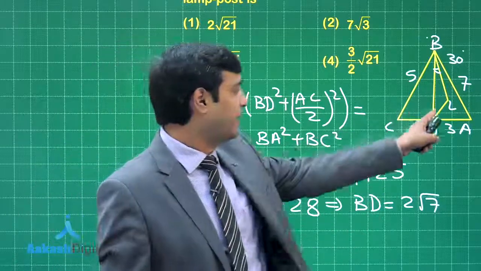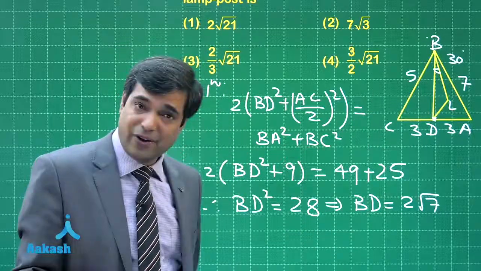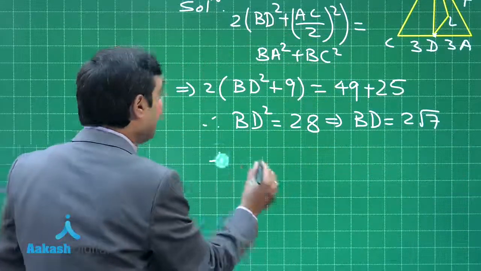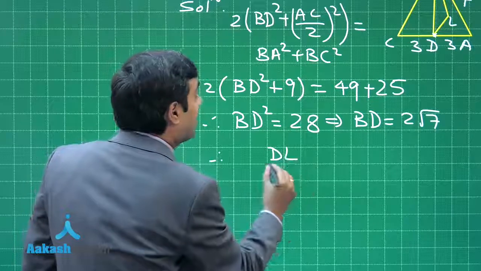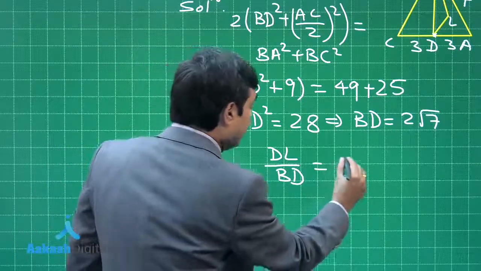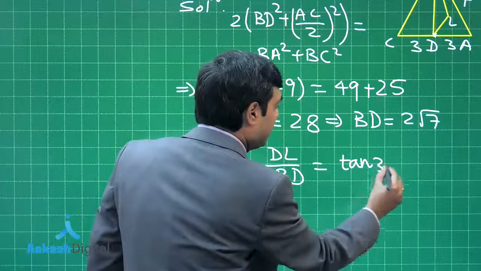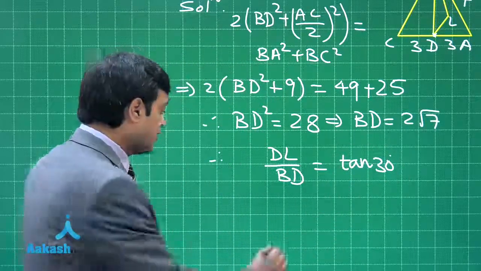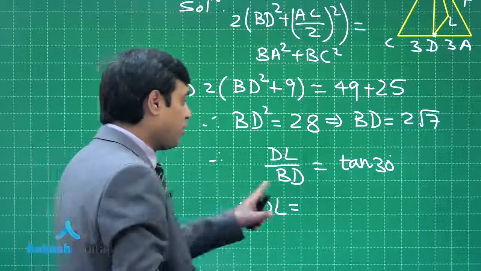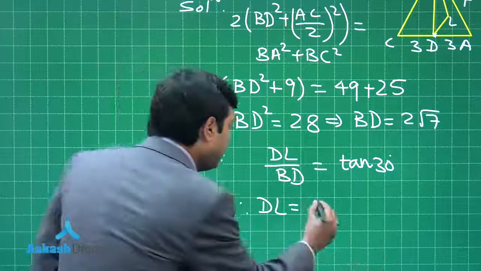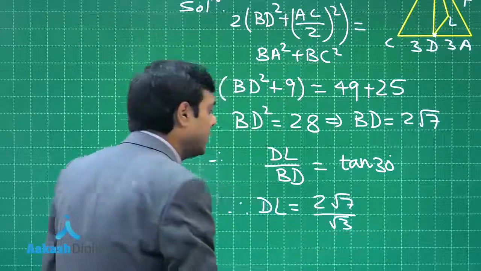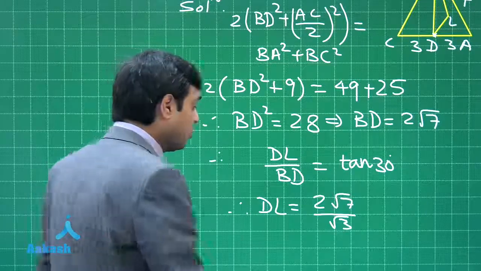Next we have to find the length of lamppost DL, right? So DL we can simply find using trigonometry further. Therefore DL by BD is equal to tan 30 degree, right? So from here we get the value DL, that is the length of lamppost, is equal to BD into tan 30. BD is 2 root 7, tan 30 is 1 by root 3. So result is 2 root 7 upon root 3.